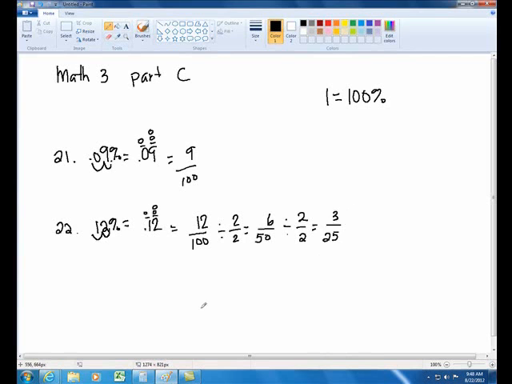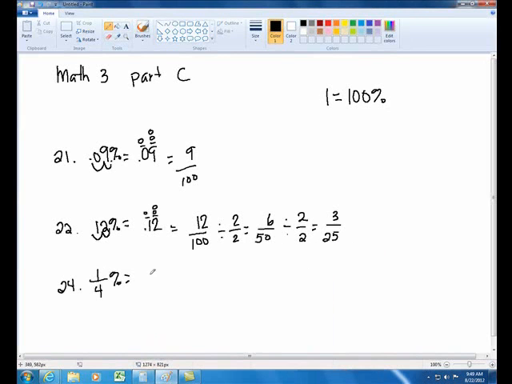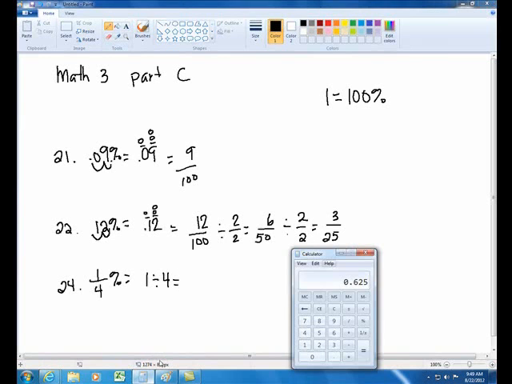Okay, that leaves you the others to do on your own. Well, I take that back. We'll do number 24 together. We're going to pretend that we don't know that 1/4 means 0.25. And instead, we're going to get out our calculator and we're going to remember that that line right there means divided by. So that's the same as saying 1 divided by 4. And that's what we're going to press in on our calculator. 1 divided by 4.